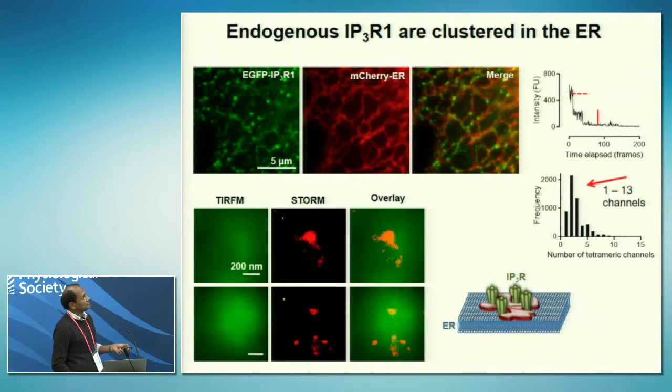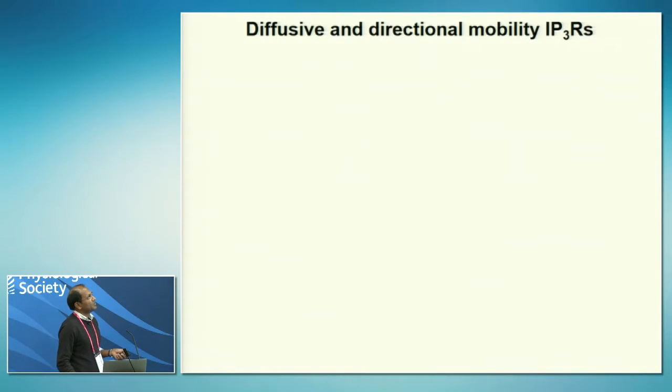So in conclusion, endogenous IP3 receptors are clustered channels. Next, I studied their mobility.